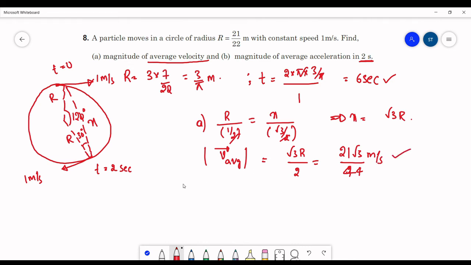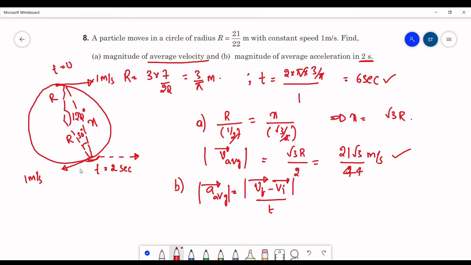The second question asked is, what is the average acceleration? Average acceleration is nothing but overall change in velocity, that is v final minus v initial, upon t. We want the magnitude here. So first we have to find the magnitude of change in velocity. Initial velocity is in the horizontal direction. Final velocity is at an angle of 120 degrees with the horizontal.